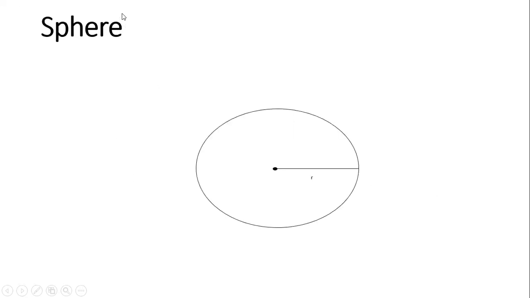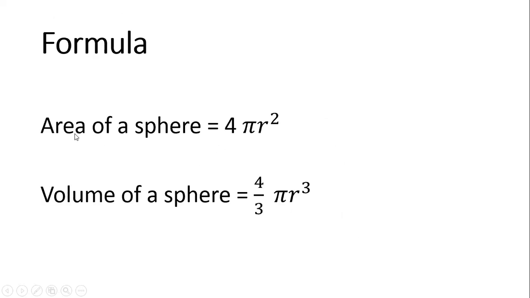Now the next shape we are going to talk about is our sphere. The sphere is, you can see it now, like your ball. We play football, and a football is a sphere. How do we get the area? The area of the sphere is 4 pi r squared, whereas the volume of the sphere will give us 4 over 3 pi r cubed.